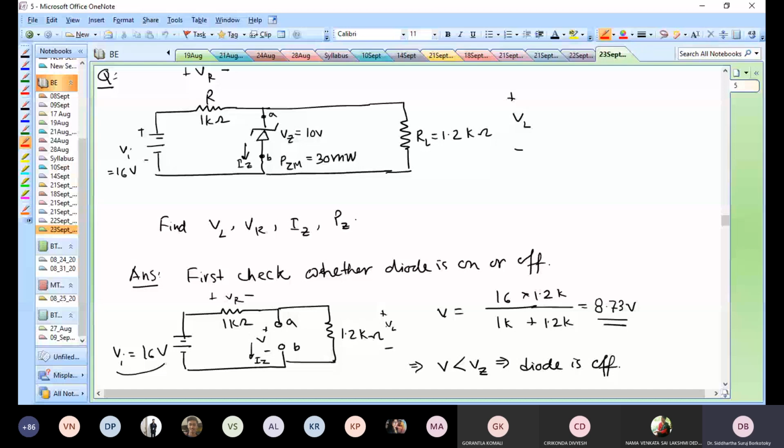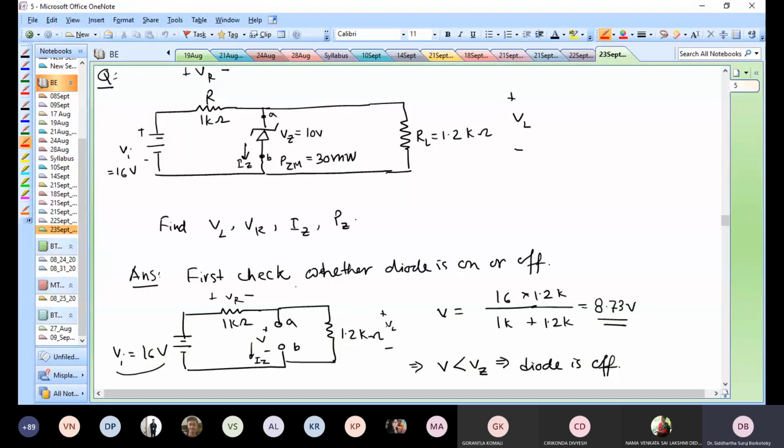So how do we go about this? As usual, the first step is to check for the condition of the diode. Is it on or is it off? On means it has reached the Zener potential. So the Zener diode would always be reverse biased. So assuming it's a reverse biased diode, have I reached the Zener potential or have I not? That's the first question.